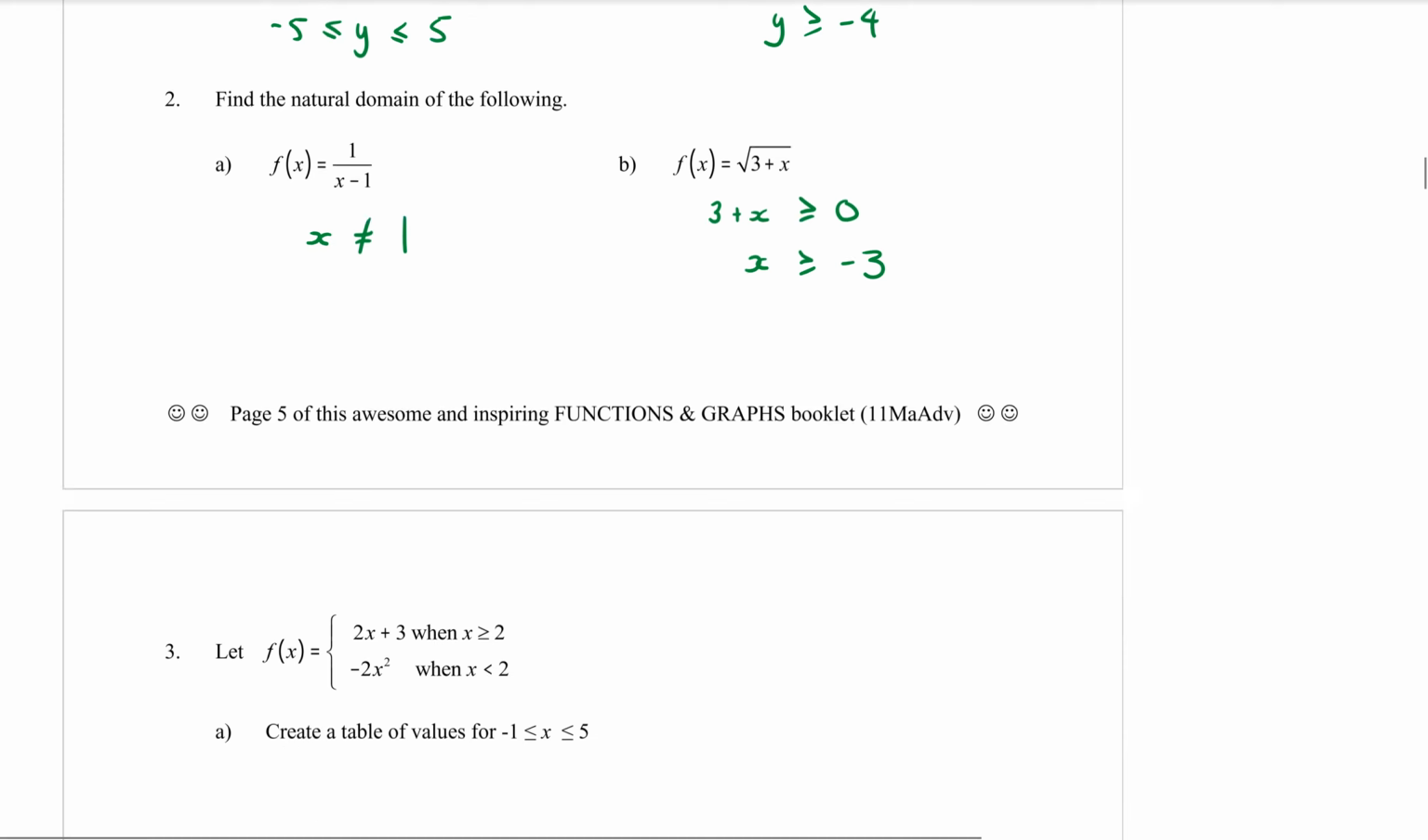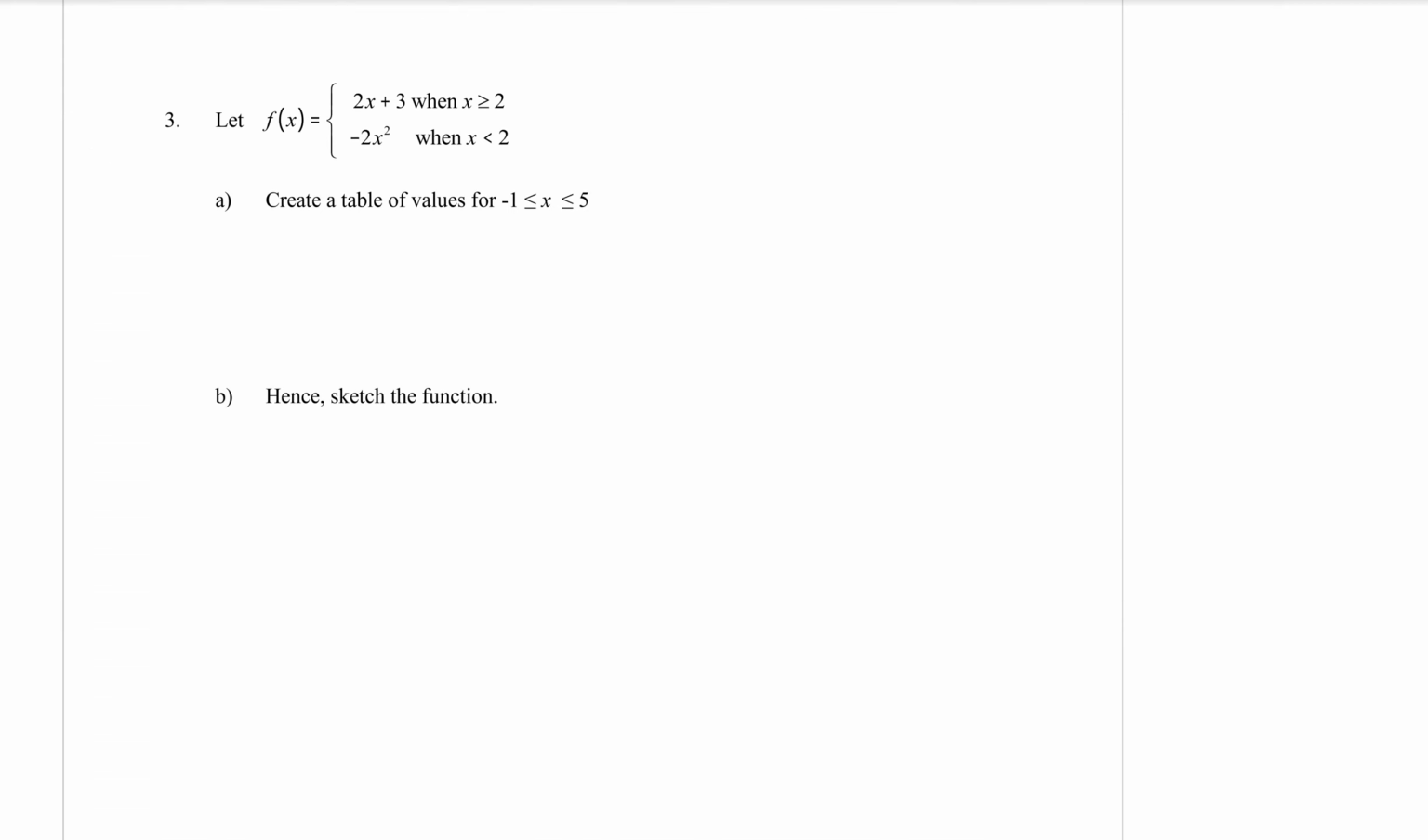All right, question 3. We looked at this a little bit last lesson. We have a function here that has 2 different equations. We have 2x plus 3 when it's greater than or equal to 2, and minus 2x squared if we're less than 2. So first of all, A is what we did last lesson, where we want to create a table of values between -1 and 5. I am going to be a little bit sneaky here. So there's my x values, there's my y values. Because I'm going to have to sketch this graph, I'm actually going to find out what is happening at 2 for both of them, and you'll see why.